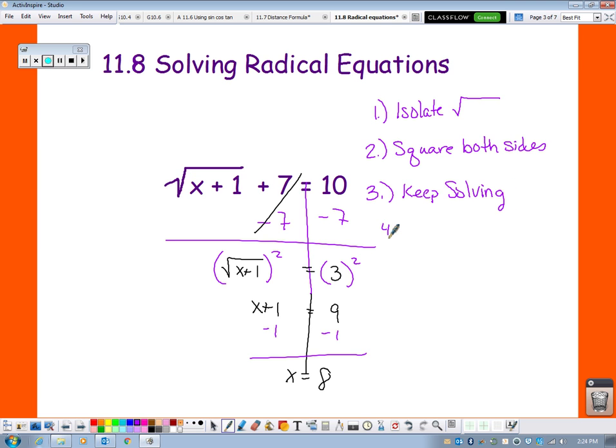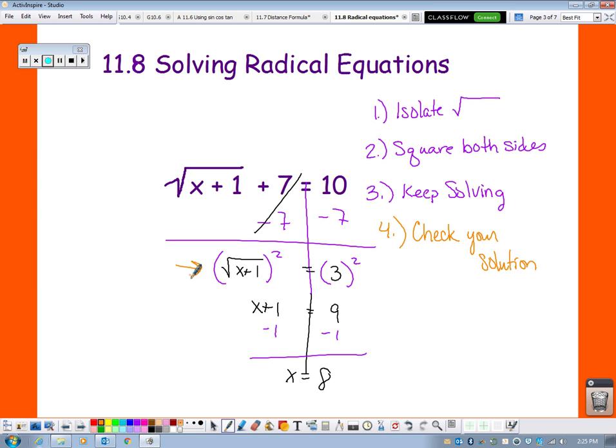But our last step, most important step, so important that I'm going to write it in orange, we have to check our answer. A lot of times people are like, I don't need to bother with that. I did the right steps. I got it. When you square both sides of an equation, sometimes you create extraneous solutions, or solutions that aren't really solutions. They're some kind of an imposter. And so you have to check when you get to the end to find out, is that a real solution?